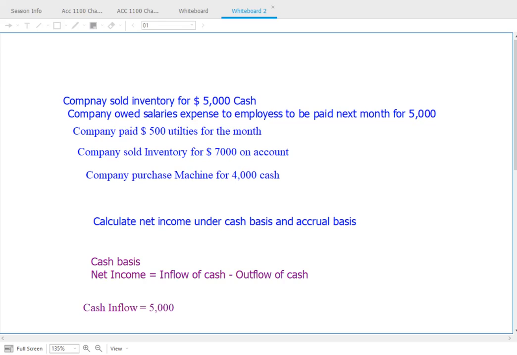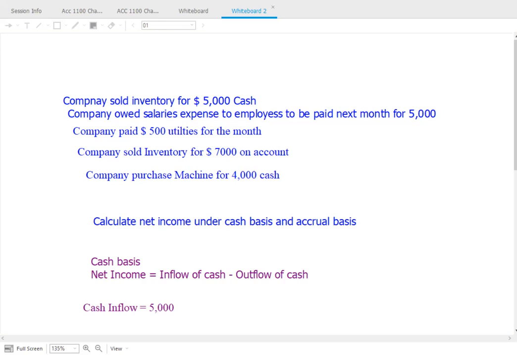Second one, company owed salaries expense to employees to be paid next month. Did this transaction involve any cash effect today? No, because I'm not going to pay any expenses. I'm going to pay next month. So this has no effect on the cash in or out. So under the cash basis, this transaction should be ignored. Are you following? Raise your hands if you're following, please. Perfect.